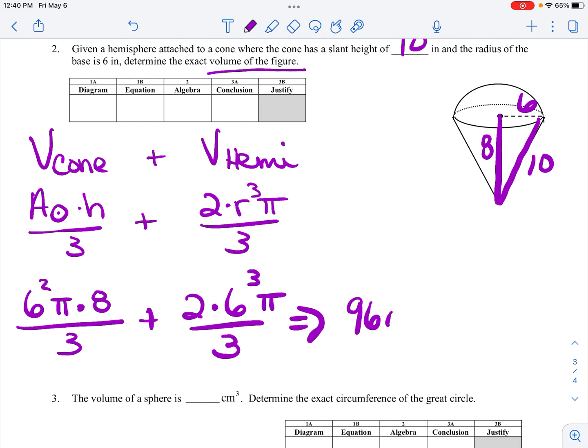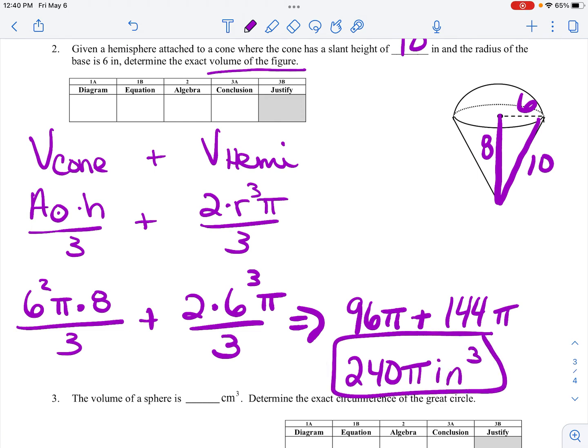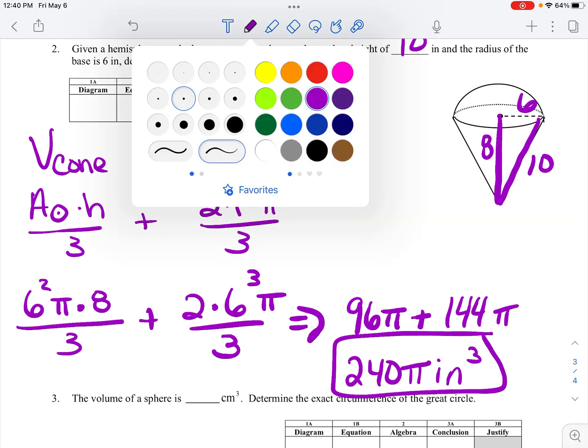I'm getting this first one to be 96 pi. When I do alpha y equals again, I'm going to have 2 times 6 to the third power, divided by 3. I'm getting 144 pi, and I can add those together, and I'm getting 240 pi inches cubed as my final answer. Again, it says exact, so I did not touch the pi button.